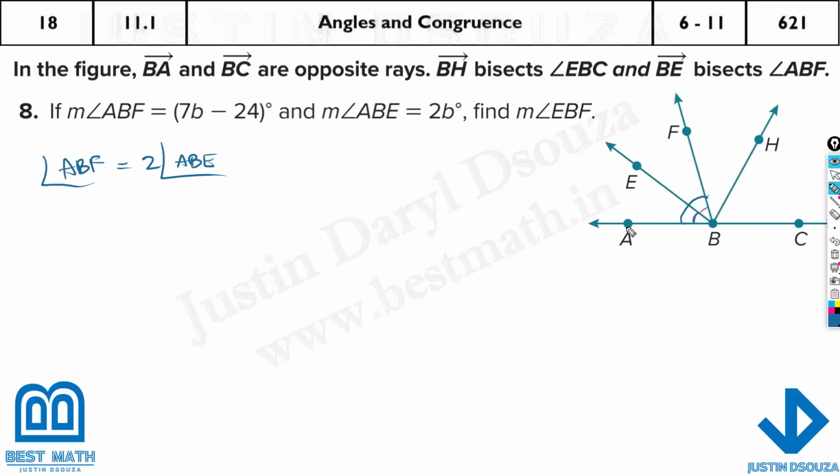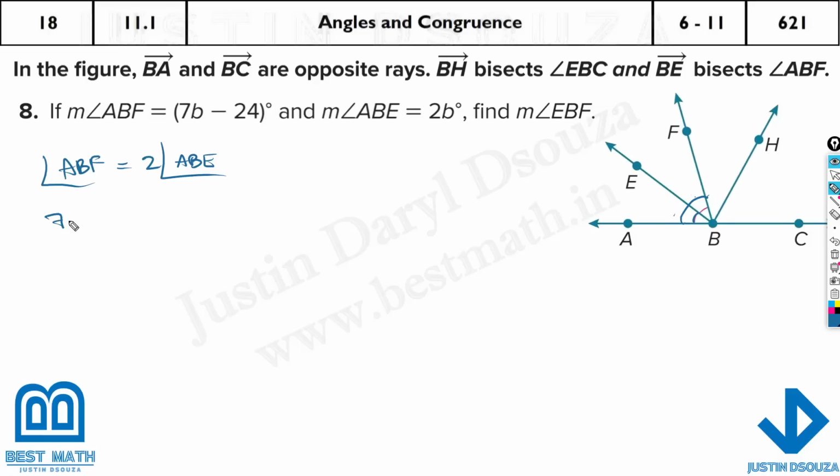Another way to remember is, because this and this are equal and ABF is bigger, the smaller must have a coefficient bigger than 1. Or you can write half ABF is equal to ABE. You just take the 2 to the other side, it becomes 1 by 2, half. So ABE is half of ABF, that is, ABF is 2 times ABE.